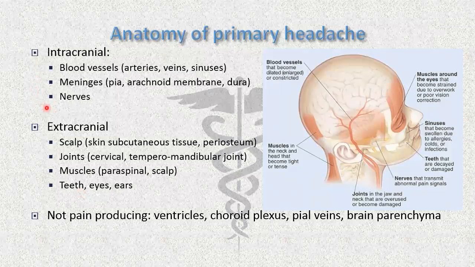But within the brain itself, the only things that can actually give rise to a pain signal, a nociceptive signal, are the blood vessels, the meninges, and the nerves, by which I mean things like the cranial nerves. So all of the neurons in your hippocampus, say, you could smack them with a hammer and they'd be turned to mush, but you wouldn't feel anything.